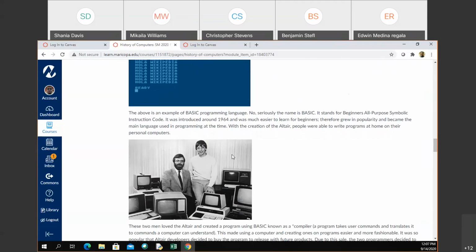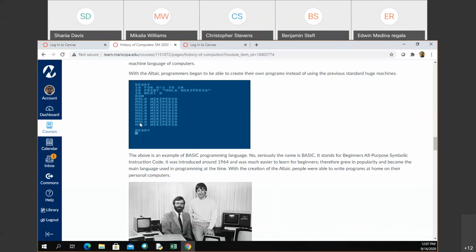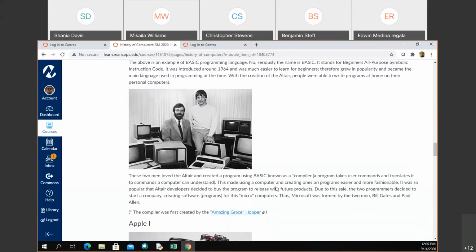So these two guys got together and they created a program using BASIC that was known as a compiler. Compiler, again, Admiral Grace Hopper was the first to do that. What it does is it takes the user's commands and translates them to zeros and ones for the computer to understand what it needs to do. So you take this language, compile it, and then the computer understands it as zeros and ones. That's how programming languages work. There are other things called an interpreter, which takes the language and interprets it into zeros and ones. Compiling is better though for your machine.